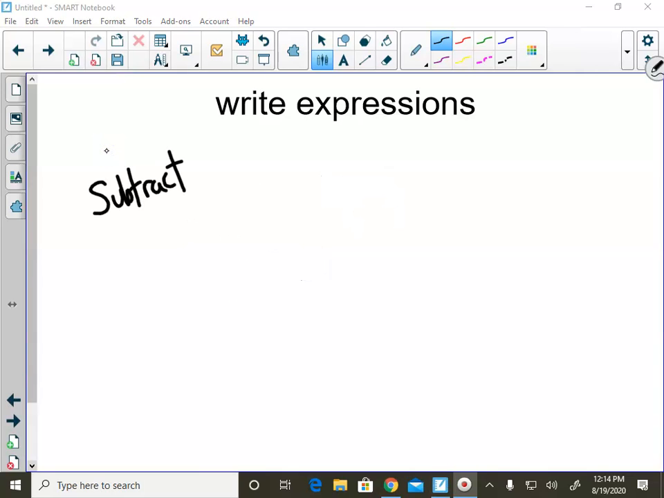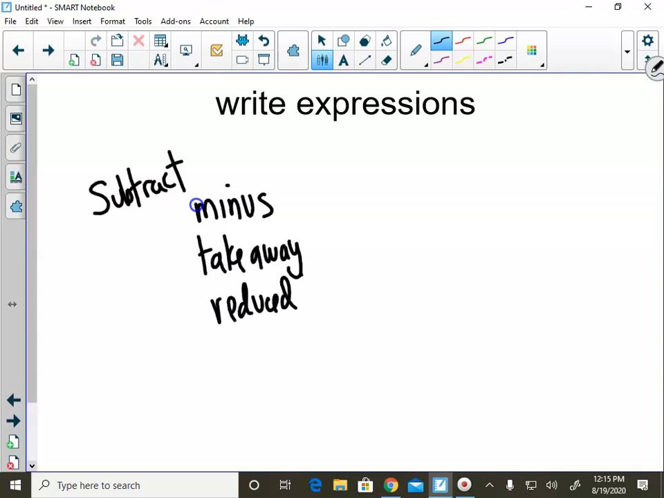Now, to find words that mean subtract, again, subtracting is one of them. Hopefully you think of minus, take away, reduced, reduced by. And then again, the important one to us, the one that means get the answer, is called difference. Difference is the one that would refer to having parentheses around your subtraction.